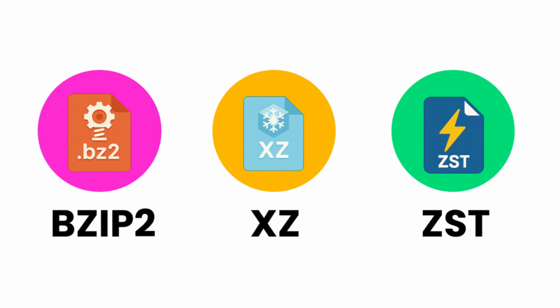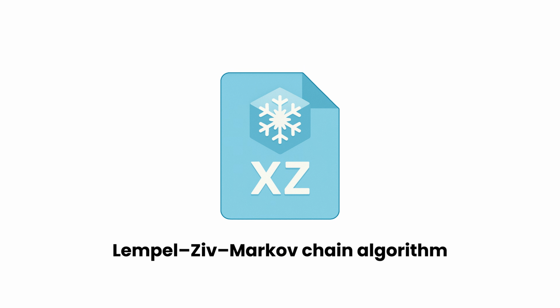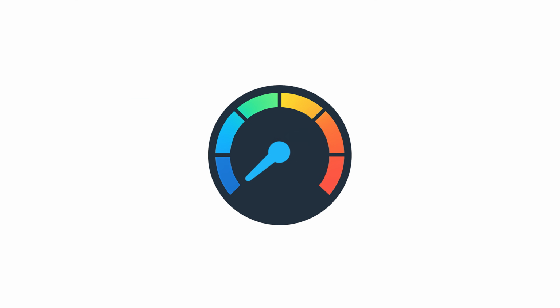XZ. XZ was launched in 2009 as a modern compression format based on the improved LZMA2 algorithm. This method offers even higher compression than bzip2, although it may work slower. It's ideal when minimizing file size is more important than speed.